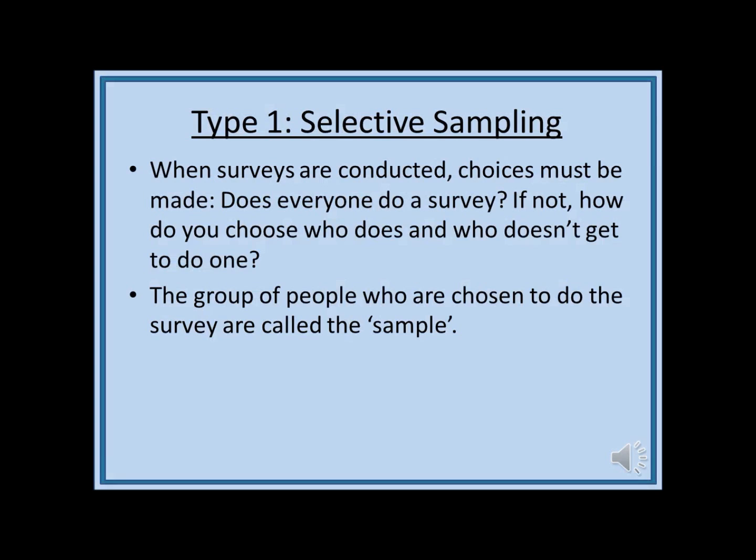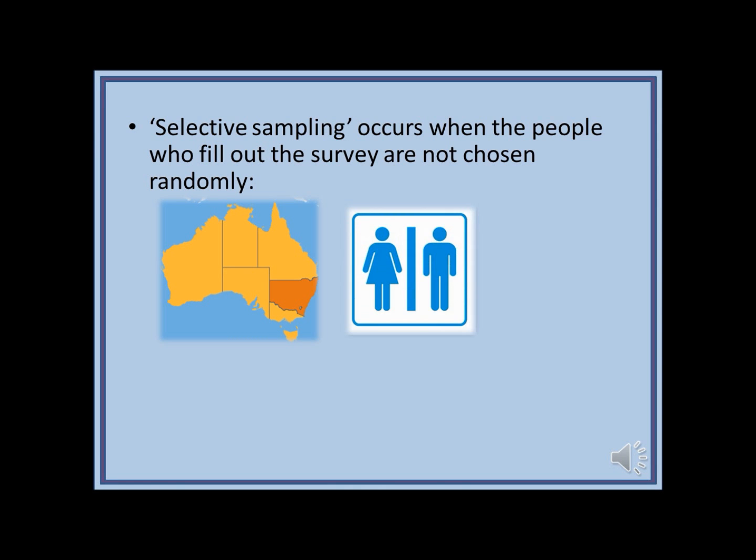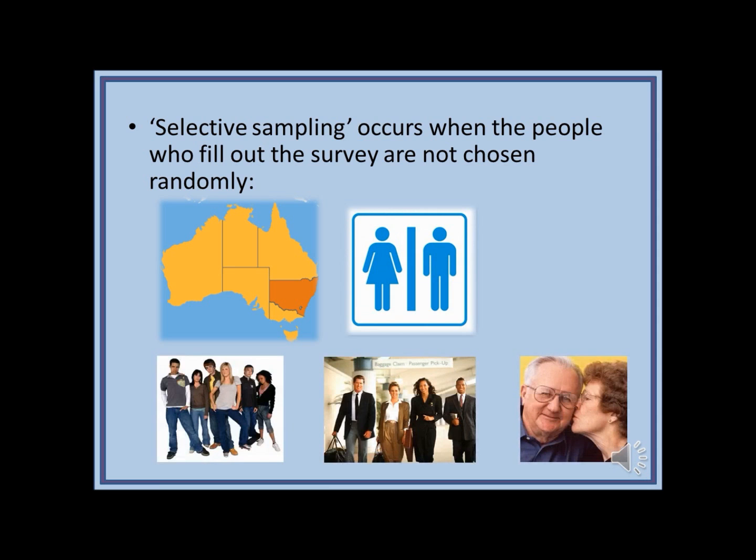The first type is called selective sampling. When surveys are conducted, choices must be made. Does everyone do a survey? If not, how do you choose who does and who doesn't get to do one? The group of people who are chosen to do the survey are called the sample. Selective sampling occurs when the people who fill out the survey are not chosen randomly. For example, they may be chosen by location, gender, age, or even wealthiness.